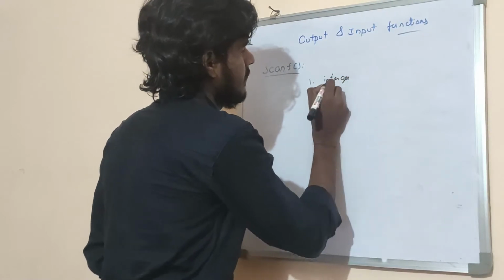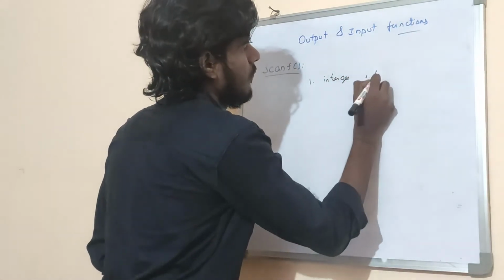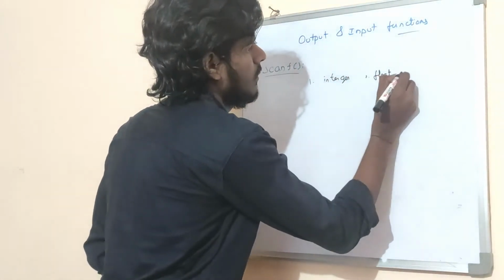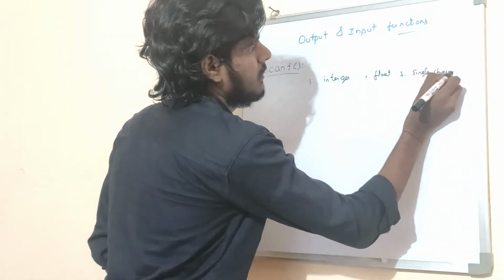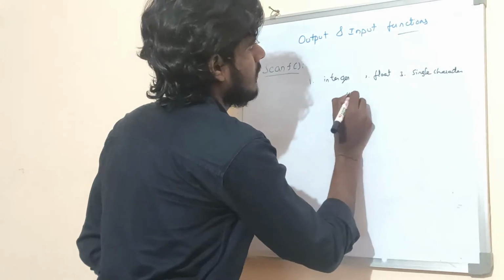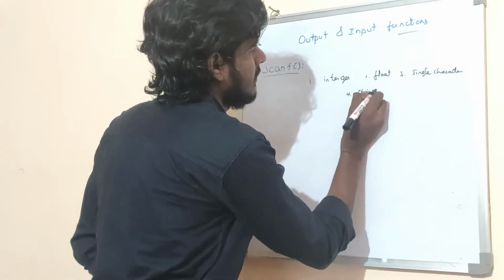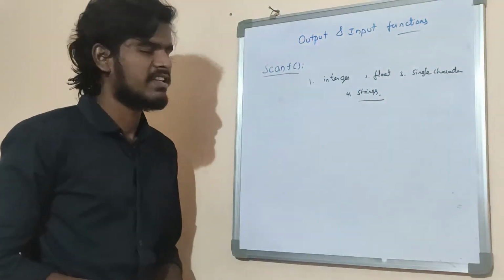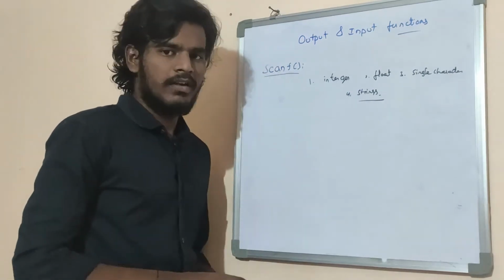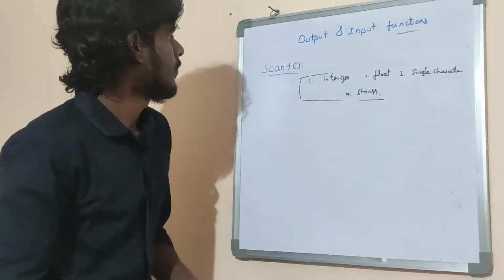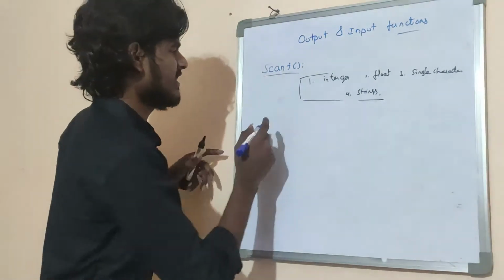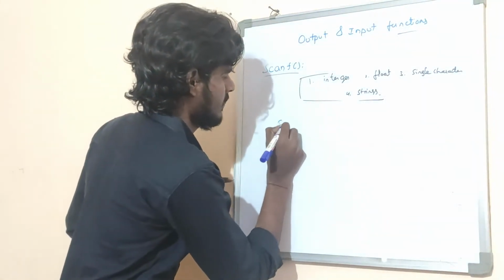Integers, float, single character, and the fourth one, strings. Okay, in the C program we can enter only 4 types of data. Okay, what is the syntax of the scanf function?